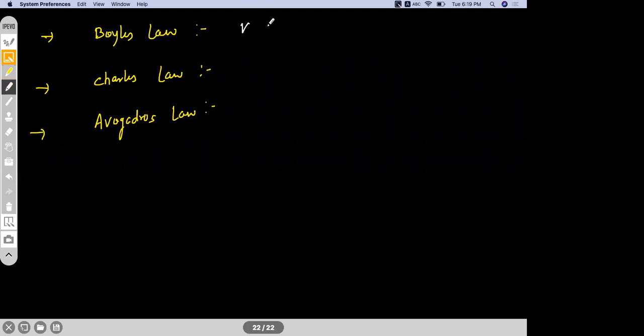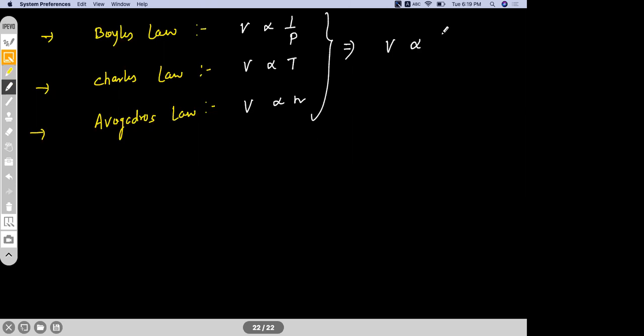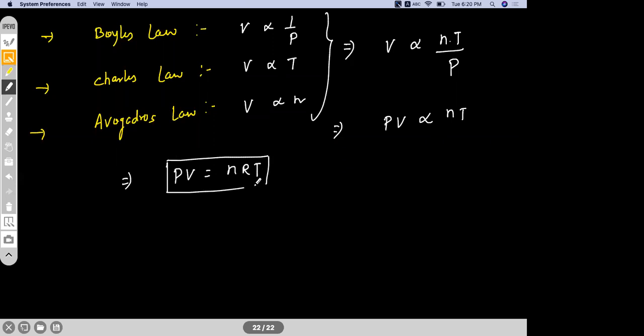Boyle's law is that V and P are inversely proportional. Charles' law is that V and T are directly proportional. Avogadro's law is that V and N are directly proportional. If you combine all three, then V is directly proportional to N and T and inversely proportional to P. Further, we can write it as PV is directly proportional to NT. When you remove the proportionality sign, we get a constant, and PV is equal to NRT, where R is the universal gas constant.